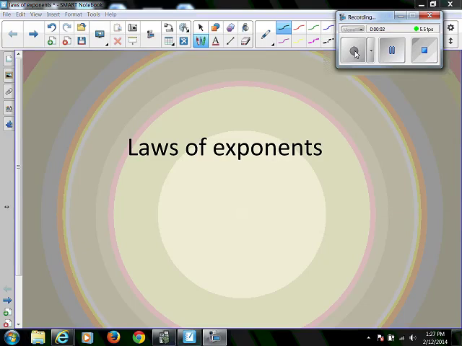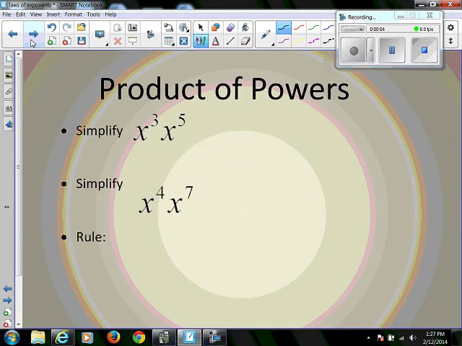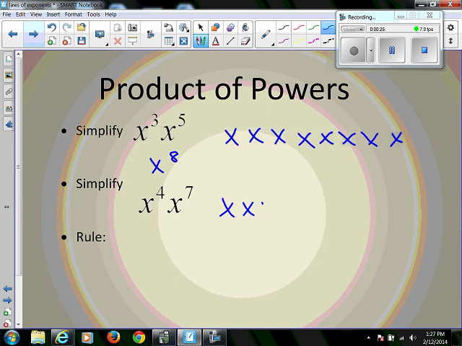Today's lesson is on laws of exponents. Let's look at the product of powers. X cubed, that's 3 x's, times x to the 5th. So when we multiply all those, we have x to the 8th power. X to the 4th, we have 4 x's, times x to the 7th.